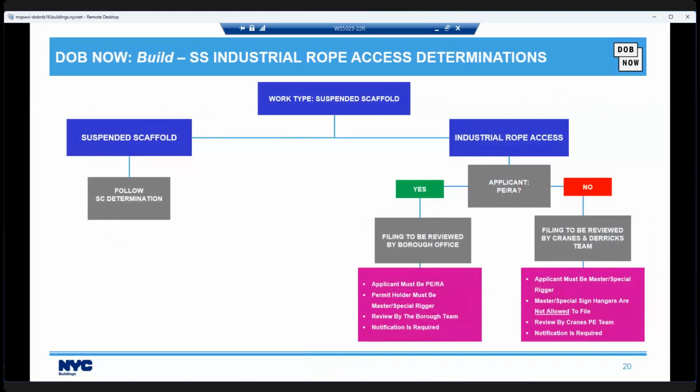So we'll talk a little bit about how to determine who can submit a suspended scaffold in a minute, but I want to talk about the right side of this chart, the industrial rope access. The main question is, is the applicant a PE or RA? If the answer is yes, if a PE or RA is submitting, then the filing needs to be reviewed by the borough office. The permit holder needs to be a master or special rigger, and notification is required.